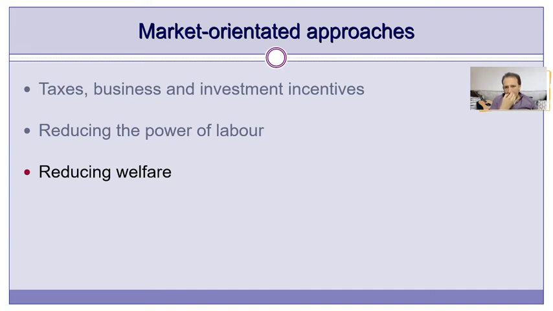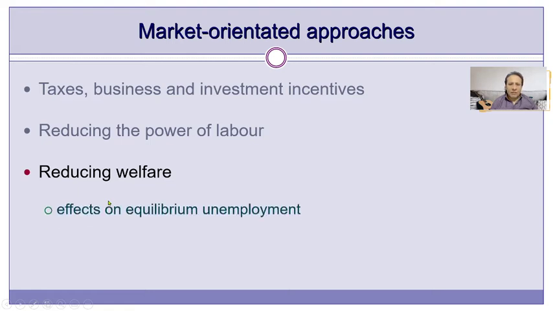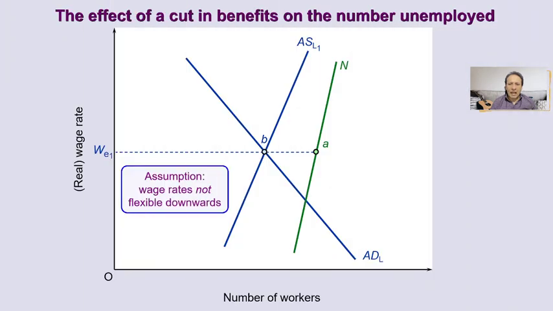A third market-oriented approach to supply-side policies is reducing welfare. Yes, we have effects on equilibrium unemployment, so let's analyze the situation of a reduction of the welfare state. So we have the effect of a cut in benefits on the number of people employed. Here, again, we have the real wage, which is the wage minus inflation, and here we have the number of workers.